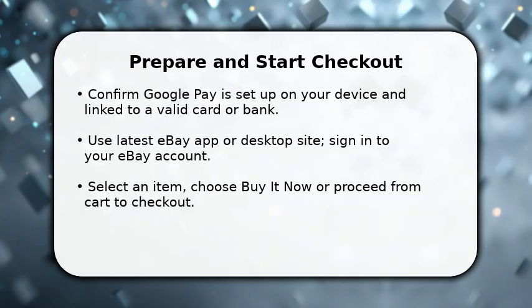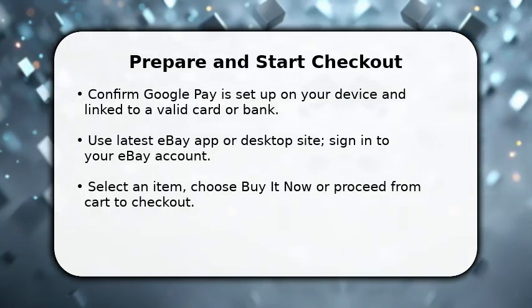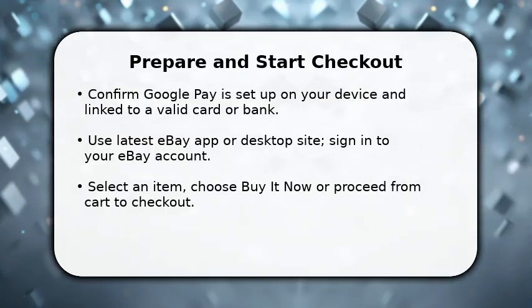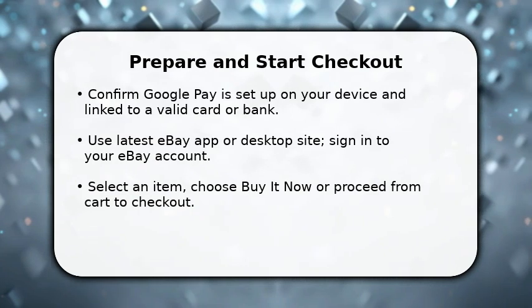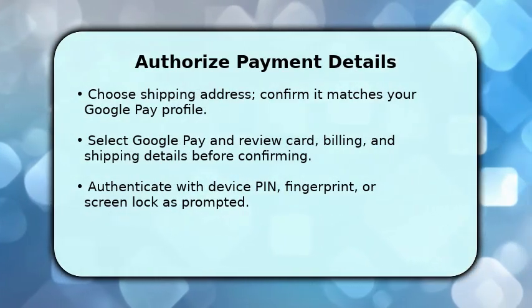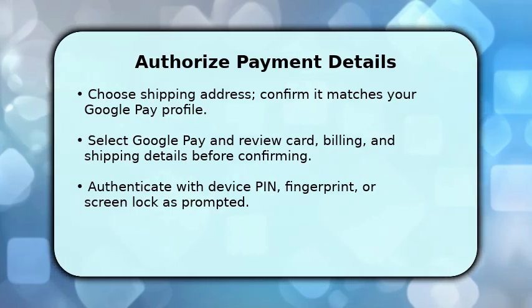You're doing this now to avoid back and forth later, and it speeds up shipping and order confirmation because Google Pay shares verified info instantly. Once you select Google Pay, review the card and billing address it proposes because eBay pulls info from your Google profile. Make sure the shipping address is correct. Change it here if needed.